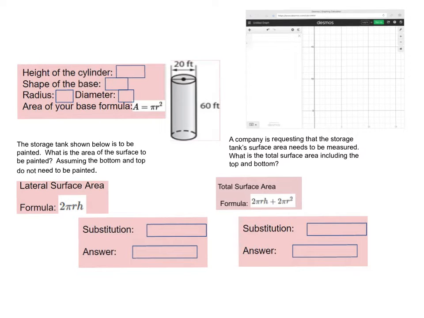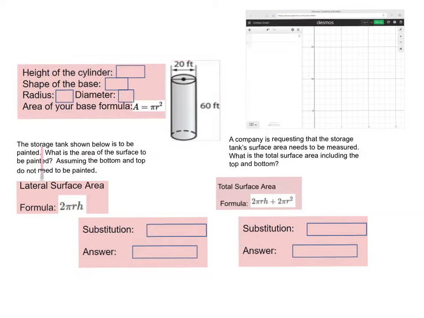Hello, Bridge students. I have your reteach for 8.7b, and we're going to be talking about surface area. All right, let's take a look at this problem right here.